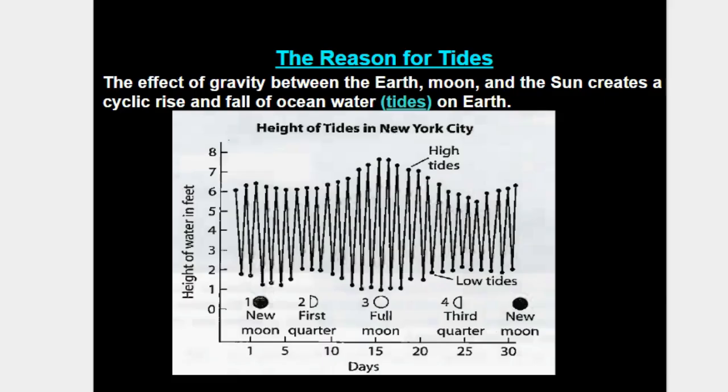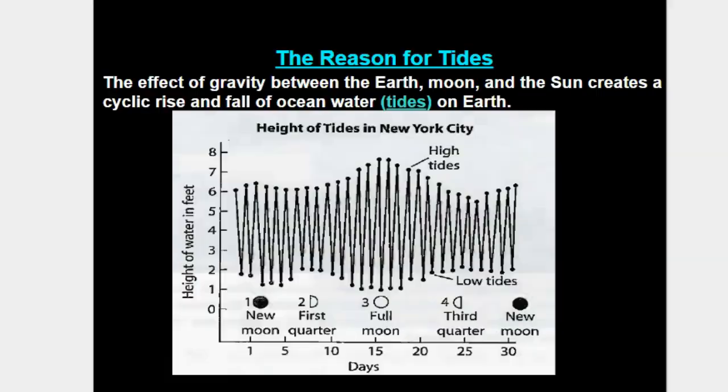Living so close to the ocean, it's important that we know about the tides. The reason for the tides has to do with the effect of gravity between the Earth, the moon, and the sun that creates a cyclic rise and fall of ocean water. Now this makes sense to us. We know that the moon has to do with the tides, and we know that the tides change often.